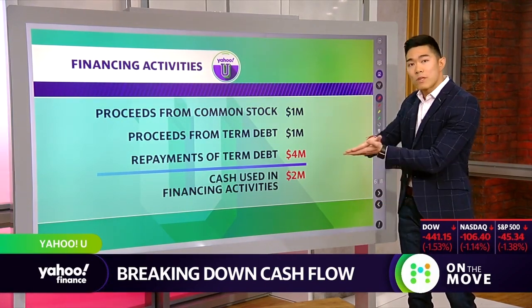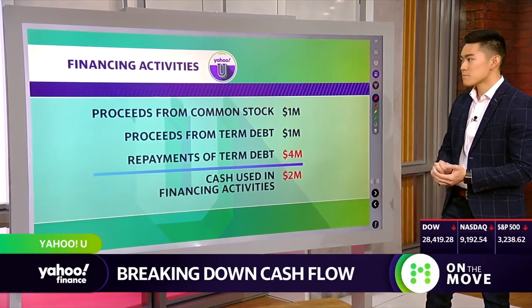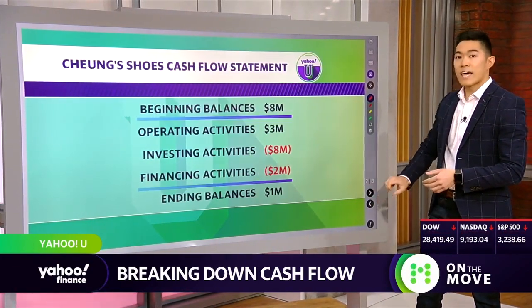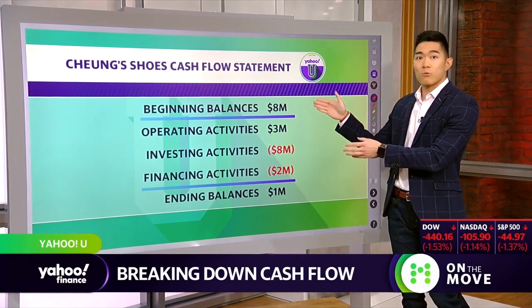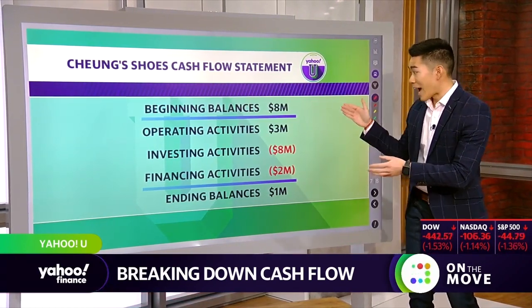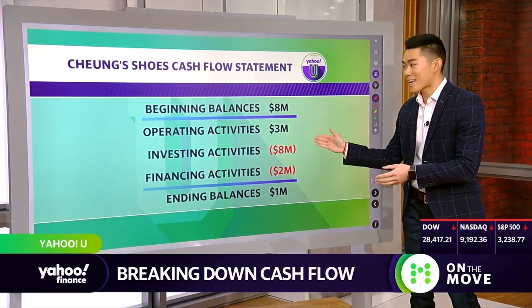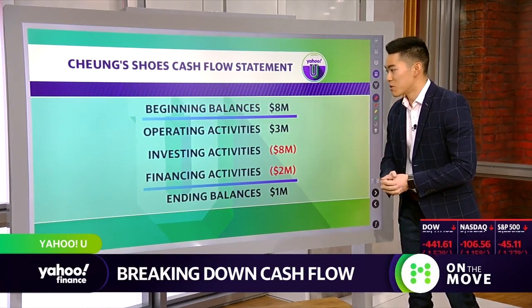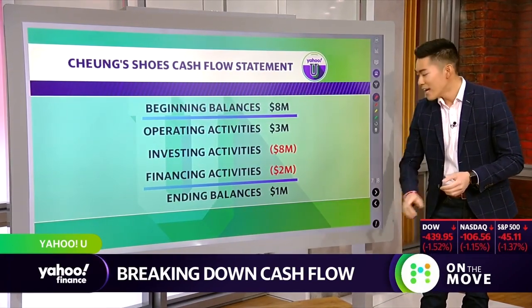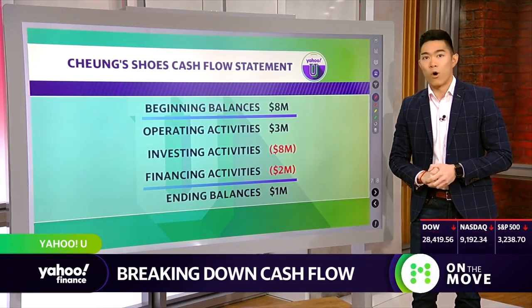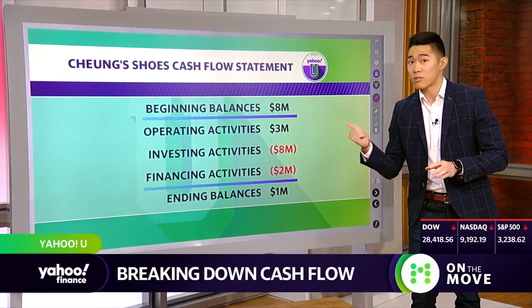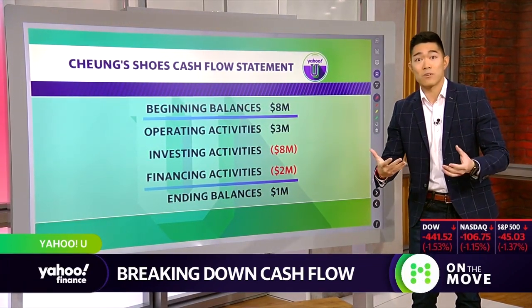So then we take all those three things and we put them together. What we have is actually beginning balances. So we start off with $8 million, and I'm going to add the $3 million from operating, subtract $8 million from investing, subtract $2 million from financing activities, and you'll see that my ending balance here is $1 million. Very different from what you saw in the net income, where I had $5 million.